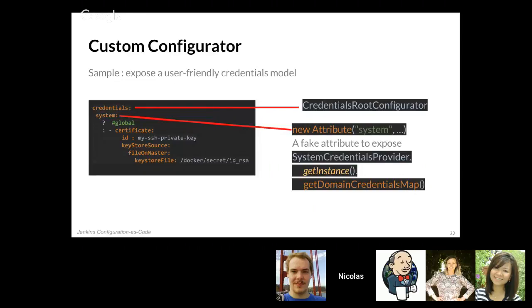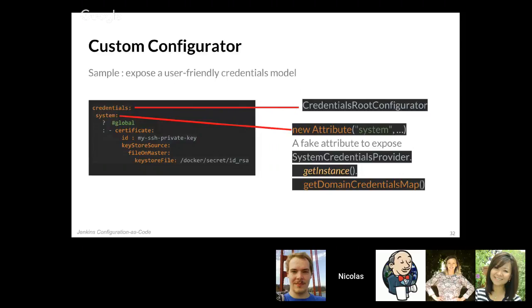So we created a dedicated credentials root configurator, which handle everything required to introduce a fake attribute system. And this attribute is expecting the certificate key. And internally, it will do the get instance, get domain credential map, and inject a key in the map, and all that's logic that we would expect to just be calling a setter, but doesn't exist in this plugin. So just this glue code, it's mostly 10 lines of code, I guess, and this is enough for us to introduce full support for this plugin.